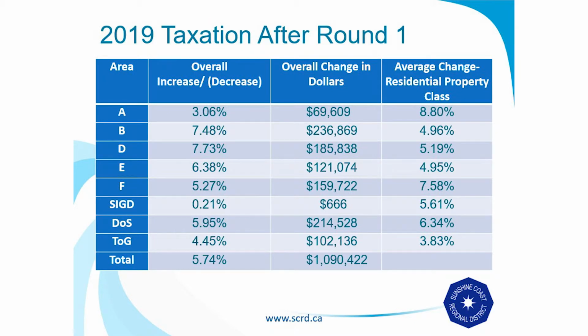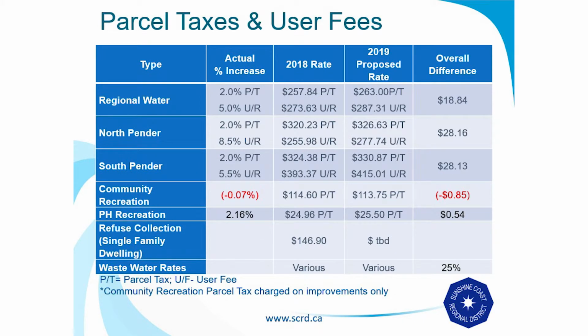Preliminary taxation heading into round 2 is estimated at 5.74% over 2018, which translates to almost $1.1 million worth of taxation after round 1. Various parcel taxes and user fee rates have also been reviewed and come for approval. And there have been several changes to some of the regional, north, south, as well as the wastewater rates.